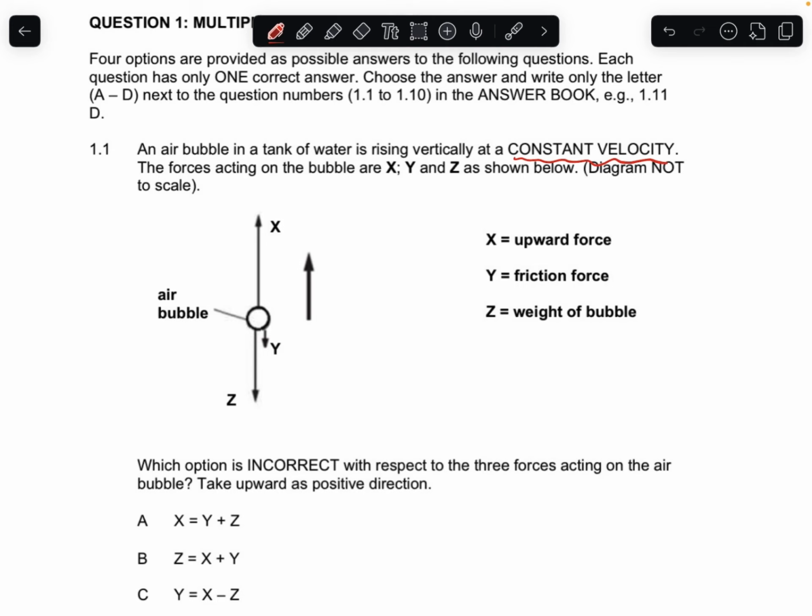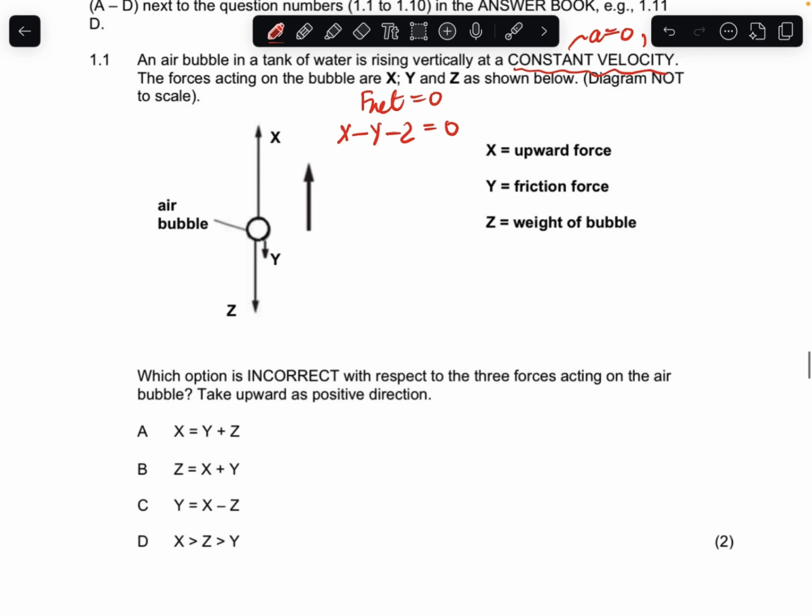We have important information here in the statement. It says constant velocity. That means the acceleration is zero and the F net is equal to 0. So let's start by doing this. F net is equal to 0, and the only force that is positive here is X, and then Y is negative because it's going downwards, and Z is negative, equal to 0, right? Now, we're going to use that as a guide to our question. We check which one is incorrect.